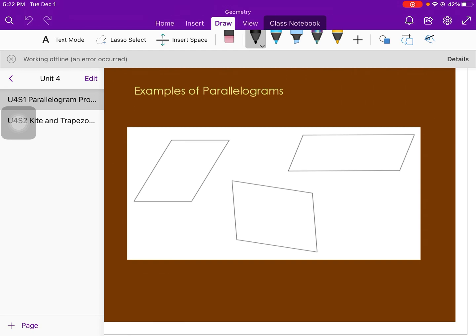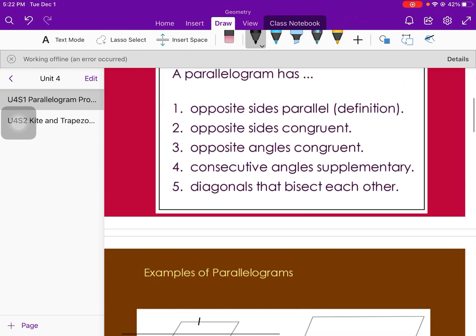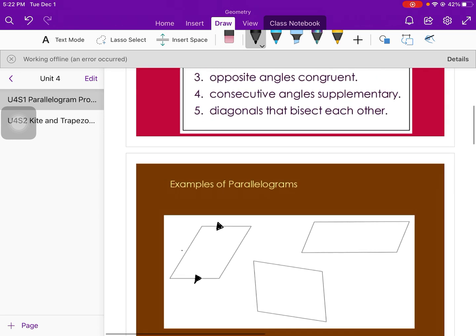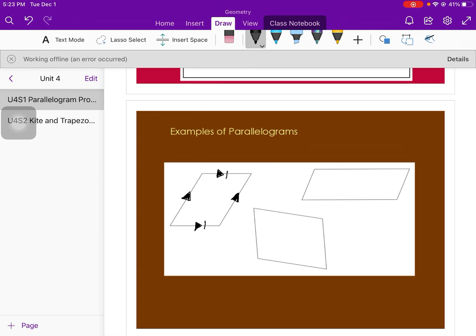Just to recap a few of the features. So this one here, these are considered opposite sides. So property number 1 is opposite sides have to be parallel. Same for these as well. These two here would also be parallel with each other. And then opposite sides are congruent. So this side is congruent with this side, is congruent with this side.